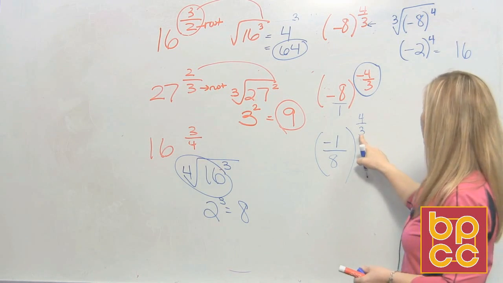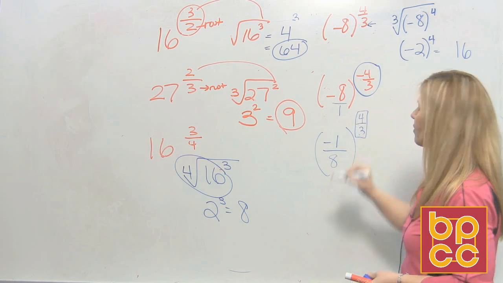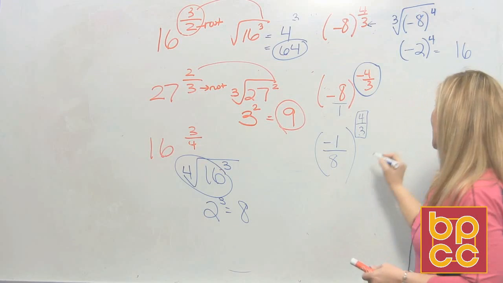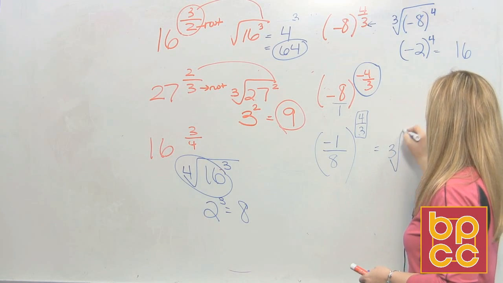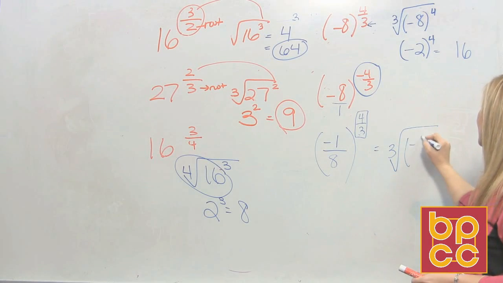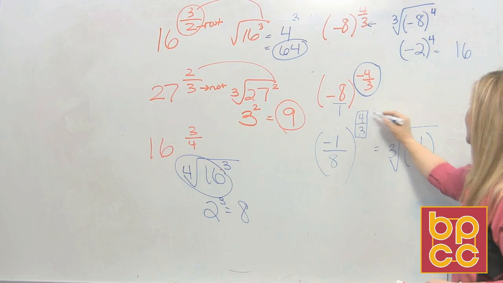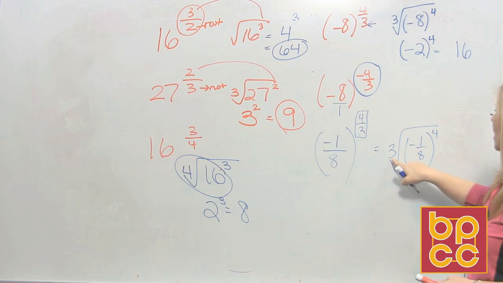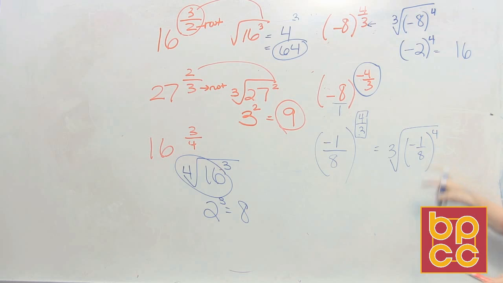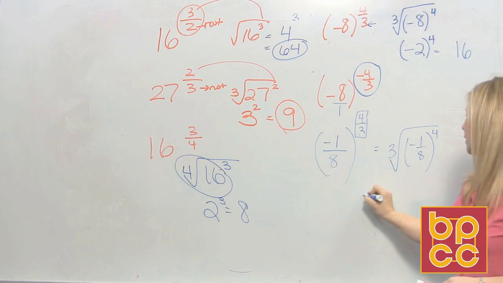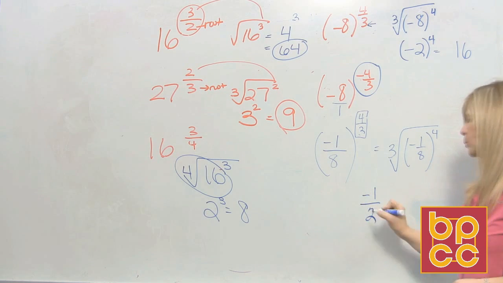Now, we're going to rewrite this. If you have an exponent that's a fraction, you rewrite this as a root. So this is the cube root, the base is -1/8, and then it has an exponent of 4. The denominator is the root, the numerator is always the exponent. We always do the root first because it's easier. What would you multiply 3 times to give you a -1/8? Well, that would be a -1/2.